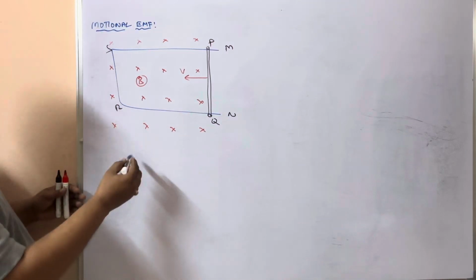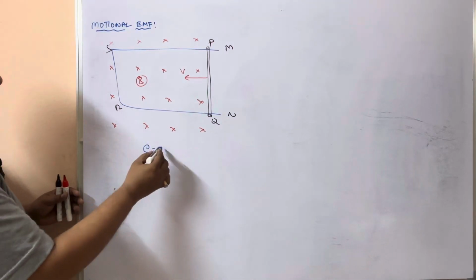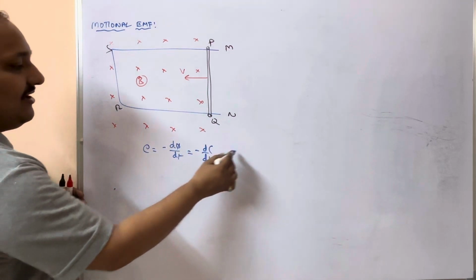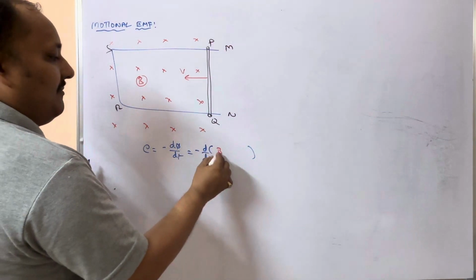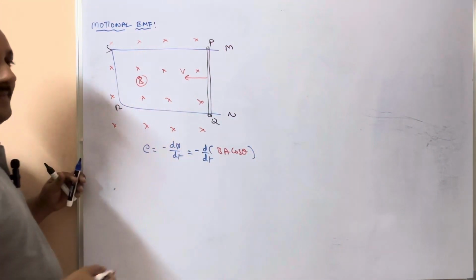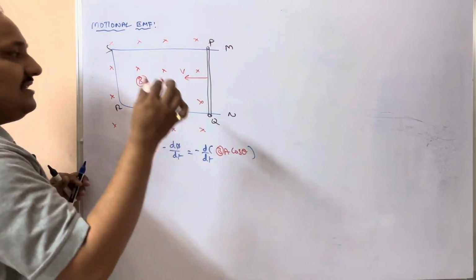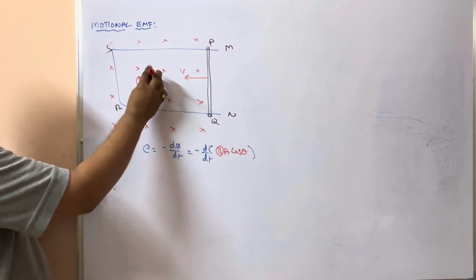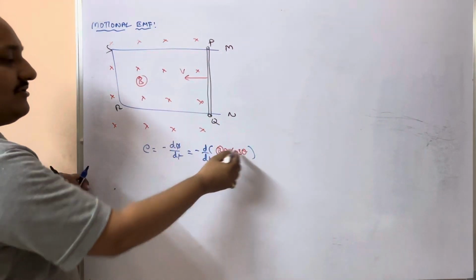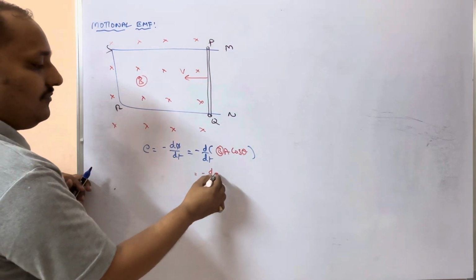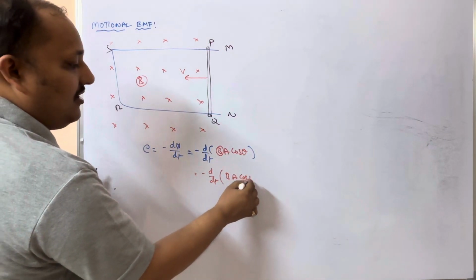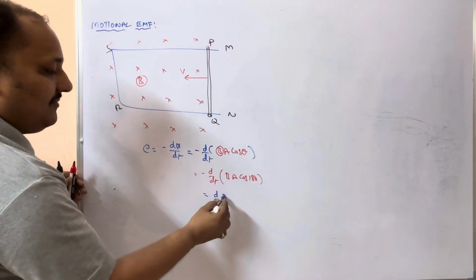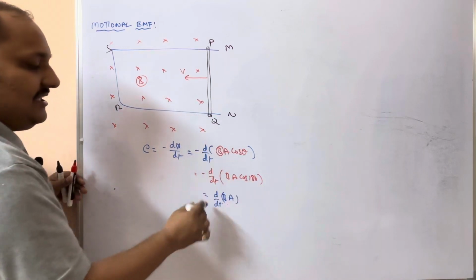At that time, what is our formula for induced EMF? E is equal to minus d phi by dt. So minus d by dt of B A cos theta. What is the magnetic field direction? Into the board. What is the area direction? Area, let us assume, is away. Then theta is going to be 180, so B A cos 180. Cos 180 is minus 1. So d by dt of B A into minus 1, into minus, gives plus.